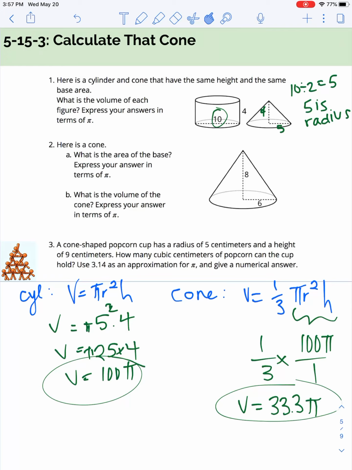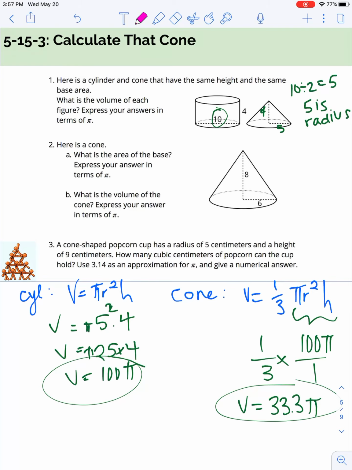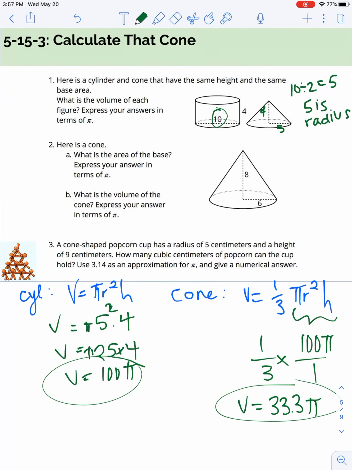Here's a cone. What is the area of the base? Express your answer in terms of pi. Okay, maybe we can write and fit it over here. And then your answers, let's write them. 100 pi, 100 pi, and 33.3 pi.